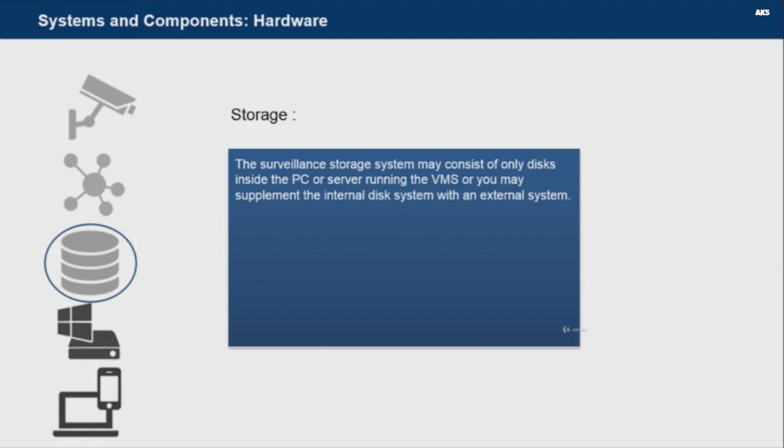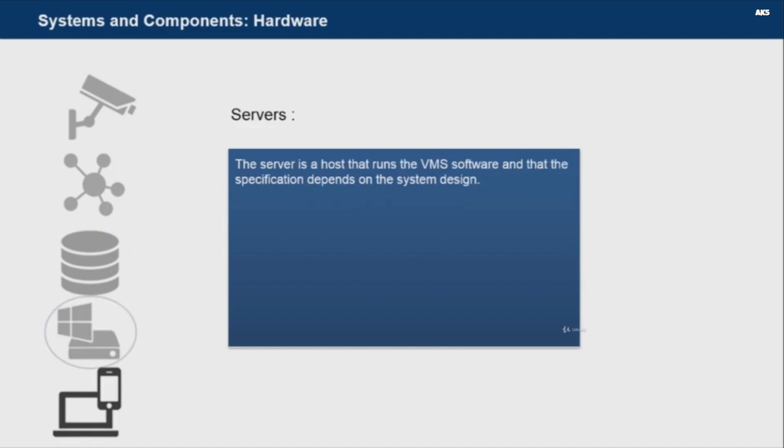Or you may supplement the internal disk system with an external system as a way to increase the time video is retained. External storage may be network attached storage, NAS, or storage area network, SAN, which provides increased storage space and a more reliable and redundant storage option. Don't worry, we'll see the details of those storage types in this course.